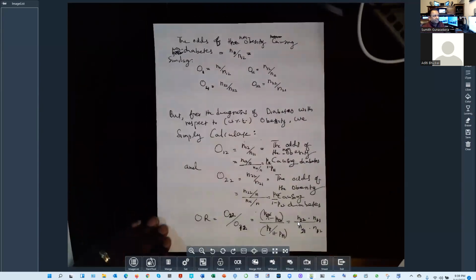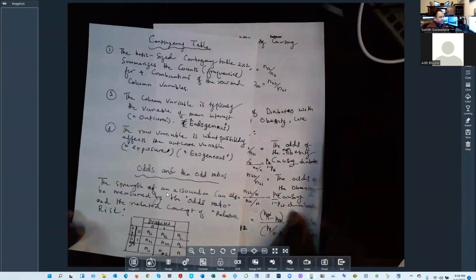So let's see how to calculate the odds. The odds of non-obesity with non-diabetes, 0 to 0. Can you remember? N1,1 divided by N1,2. Non-obesity, that means you're going to talk about the table.